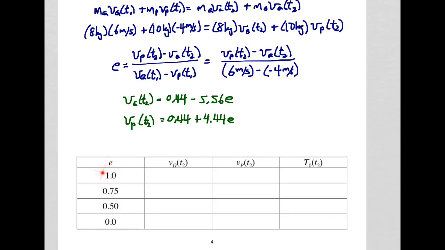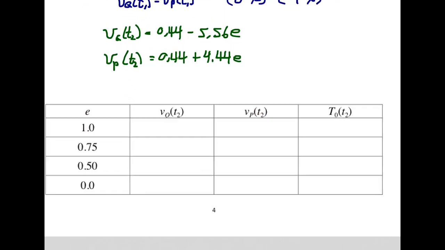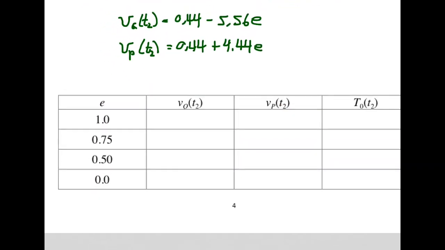So let's take the first case in which the coefficient of restitution is equal to 1. And so we said that if the coefficient of restitution is equal to 1, then our separation speed is the same as our approach speed. And we get for vQ at time 2 negative 5.1 meters per second, and then vP is 4.9 meters per second.